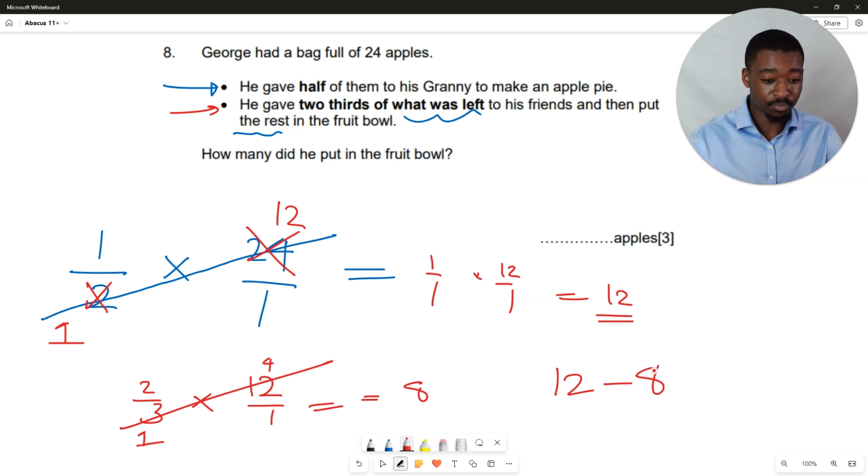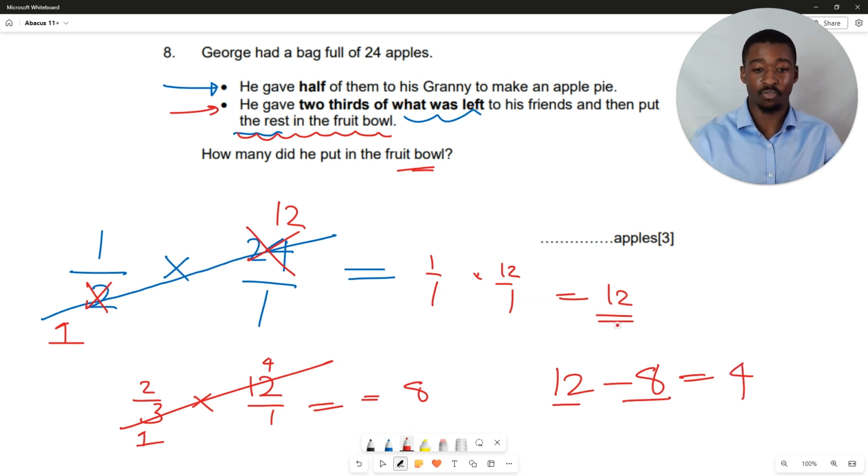And that's important because it tells us we need to subtract 8 from the 12 he originally had to work out the rest that he has in his fruit bowl, because that's what the question is concerning. How many did he put in the fruit bowl? So it's 12 minus the 8 he gave to his friends, giving us 4 apples. So George put 4 apples in his fruit bowl.